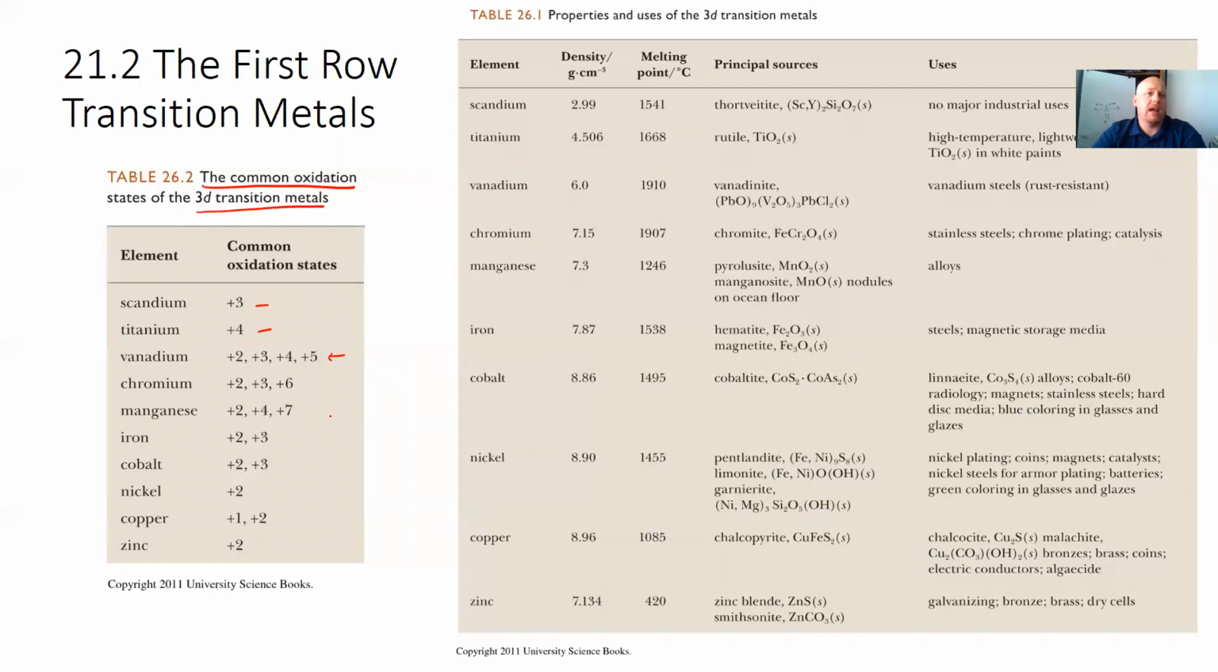Chromium has 3 of them, and manganese 2 of them. And notice, especially for the first 5 here, these elements can lose up to all of their valence electrons. Whereas when you start to get into iron and cobalt and nickel and copper, they're only going to lose 1, 2, or 3. When copper, for example, loses 1 electron, it still has a full d shell. When nickel loses electrons, it only loses the s electrons. When zinc loses electrons, it loses the s electrons and still has its full d shell.